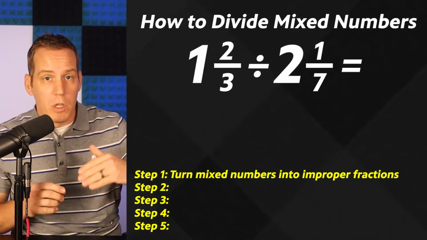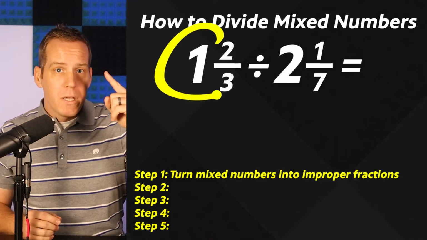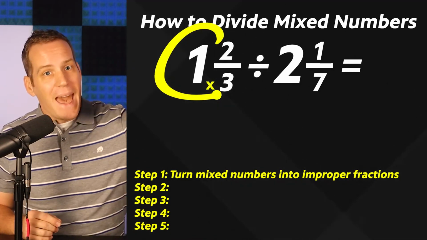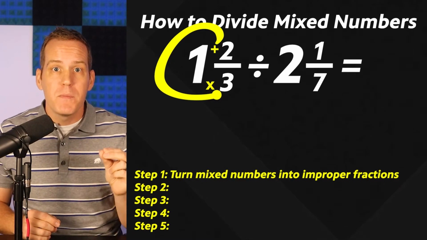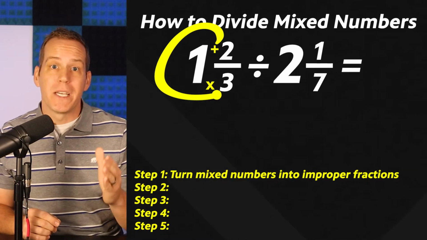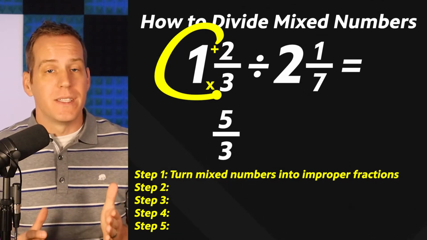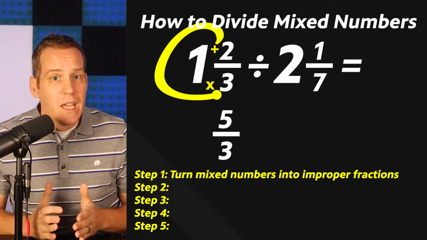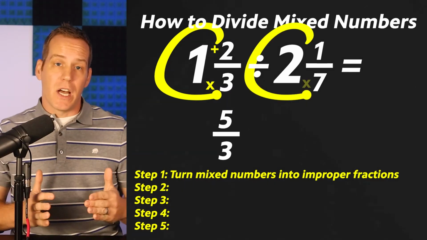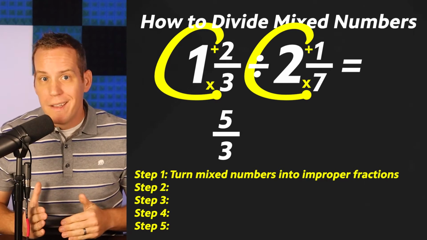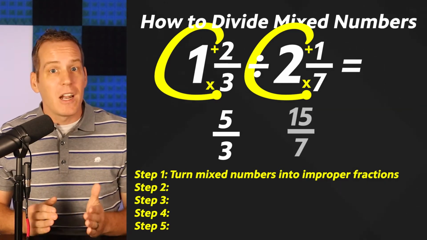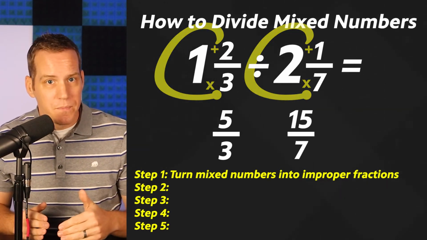1 2/3. We'll loop up from the denominator, multiply at the bottom, add at the top. So that's 3 times 1 plus 2, and that makes 5. And of course, the denominator stays the same. And for the second number, 7 times 2 plus 1 is 15, and that'll be over 7.